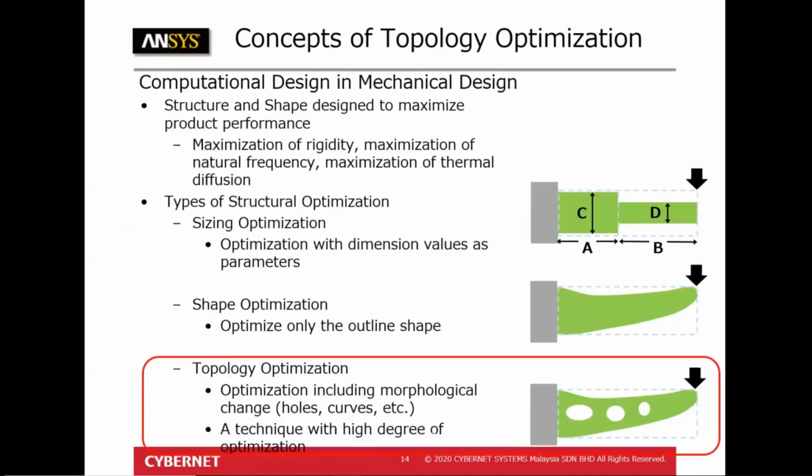optimization technique. By definition, topology optimization is a mathematical method that optimizes material layout within a given design space for a given set of loads, boundary conditions, and constraints, with the goal of maximizing the performance of the system. Like I mentioned before, we can maximize performance such as the structural integrity of the design, the thermal capabilities of the design, and so on and so forth.